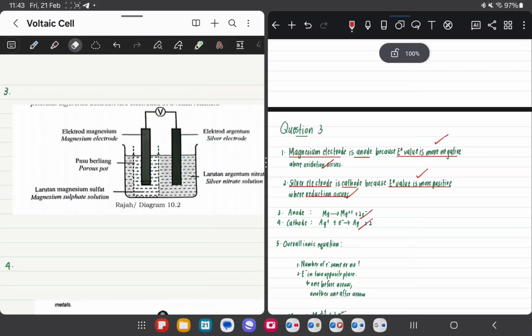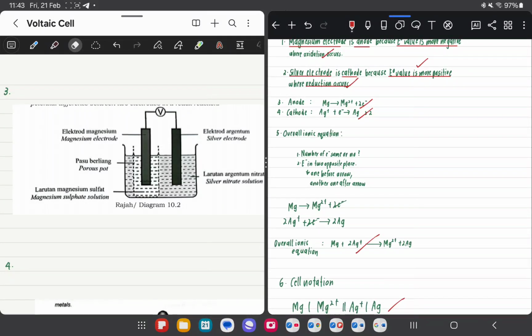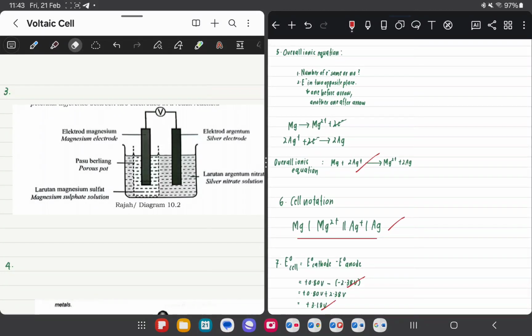In your first sentence you say which one is your anode, which one is your cathode, with the reason and what process occurs there. The electrode, terminal, anode or cathode, reason and what process. And then you do the half equations. After the half equations, it should always be your overall ionic equation. And then your cell notation and E0 for the cell, the E0 value for the whole cell.